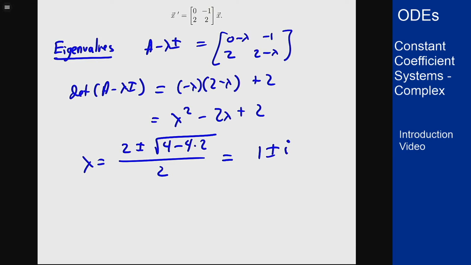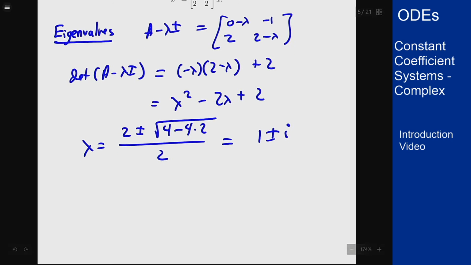Now I can just pick one of these because I know that the eigenvector for 1 minus i will be the conjugate of the vector for 1 plus i. So just take 1 plus i and find the eigenvectors.